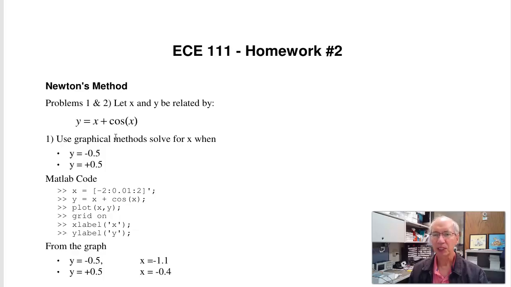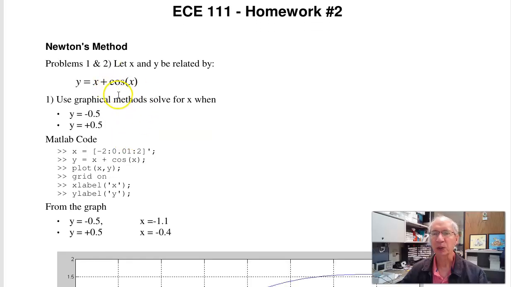So one approach is to use graphical methods. What I'll do is just graph x versus y. In Matlab, x goes from minus 2 to plus 2, in steps of 0.01. Y is just x plus cosine x. What I'm doing is guessing the answer somewhere between minus 2 and plus 2. Here's y. Plot x versus y.